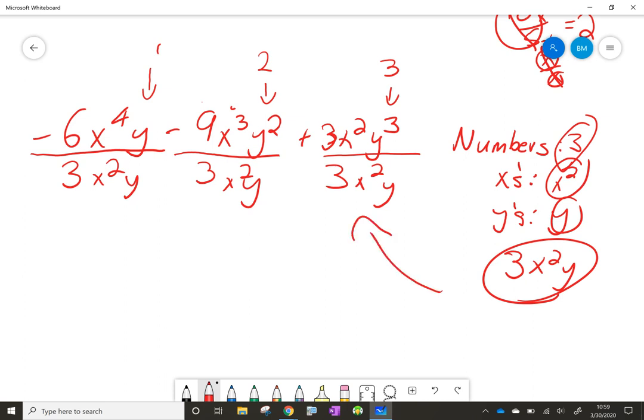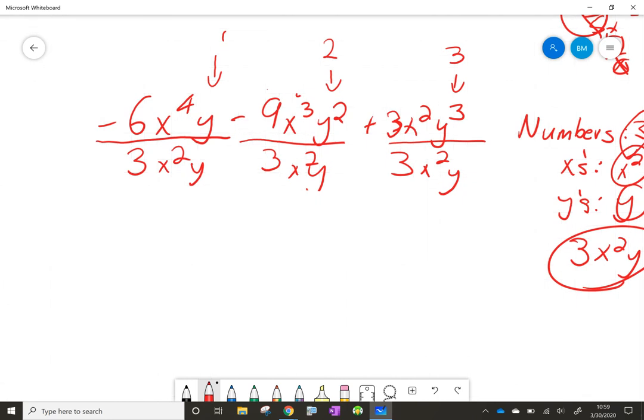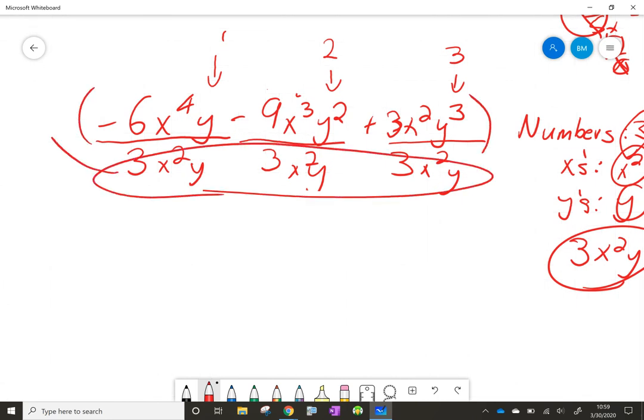You can see that's what we're dividing out of all 3 terms, because every term can be divided by 3, every term has at least 2 x's that I can take out of it, and every term has at least 1 y that I can take out of it. So when I do this math, I'm going to take this 3x squared y and pull it out. Don't forget, it's very important that we put this all up front. This is our GCF, 3x squared y. It's going to come in front of this entire group. Remember, that is our GCF.